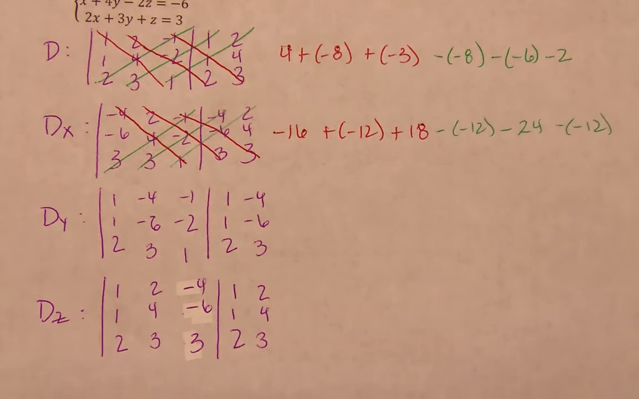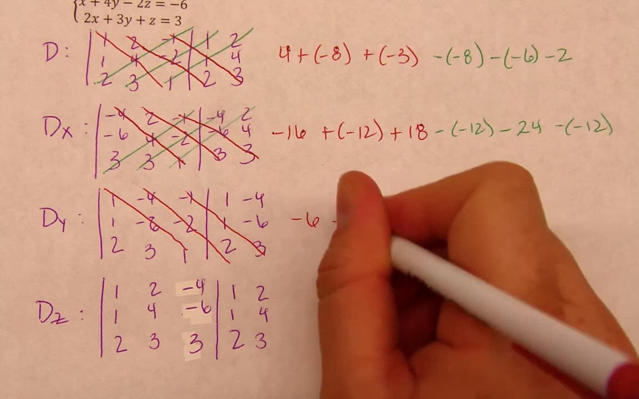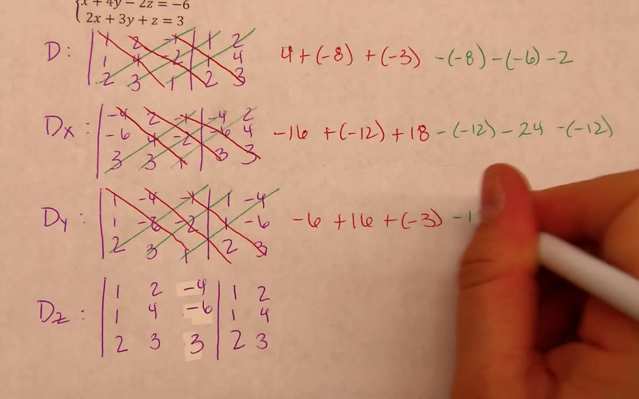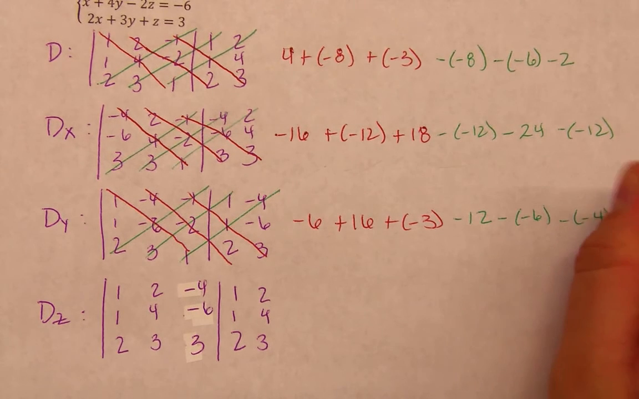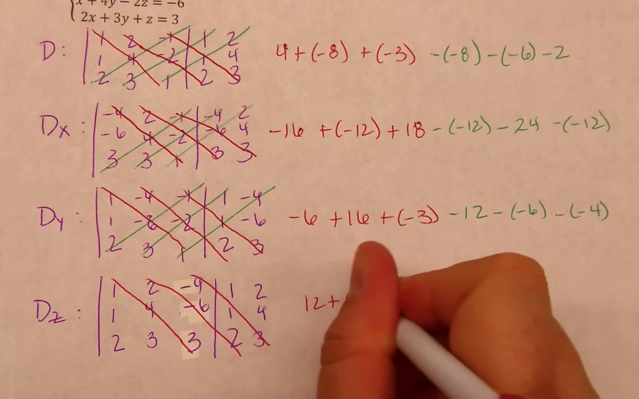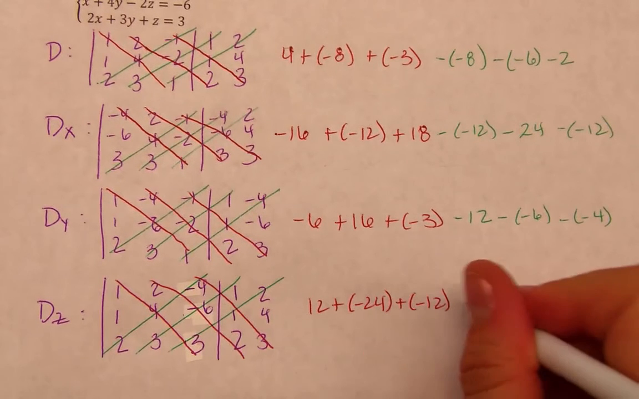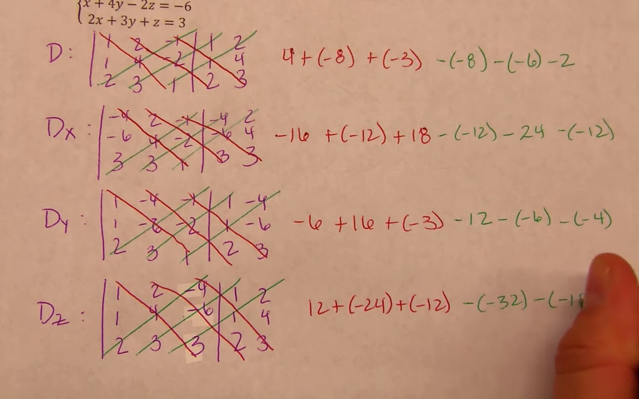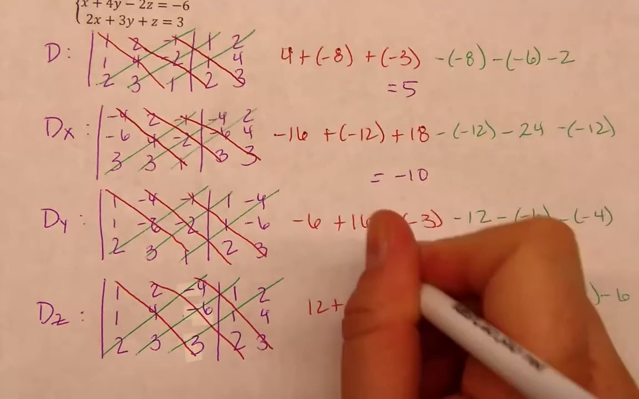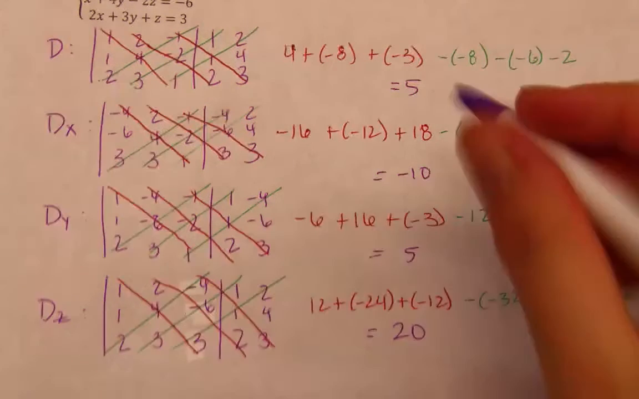and minus -12. And next one, down the main diagonals, we end up with -6 plus 16 plus -3. And then going up the opposite way, we have -12 minus -6 minus -4. Last one, down the main diagonals, we end up with 12 plus -24 plus -12. And up the opposite way, we have minus -32 minus -18 minus 6. And when we calculate all of these, we're going to get 5, -10, 5, and 20, just by simplifying all of these numbers. So that's my d.